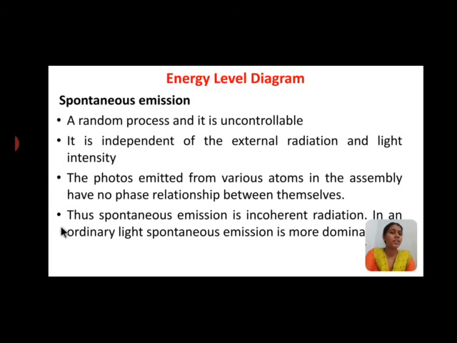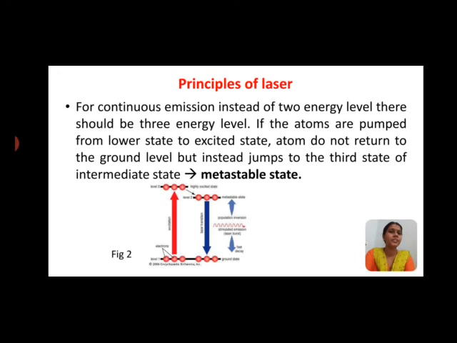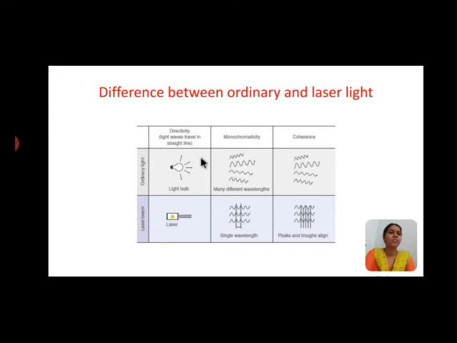And in an ordinary light, please make a note here, spontaneous emission is more dominant, as I showed in the first figure itself. In the first figure, we can see this is the spontaneous emission, which is incoherent. It is moving here and there. No phase difference is there.